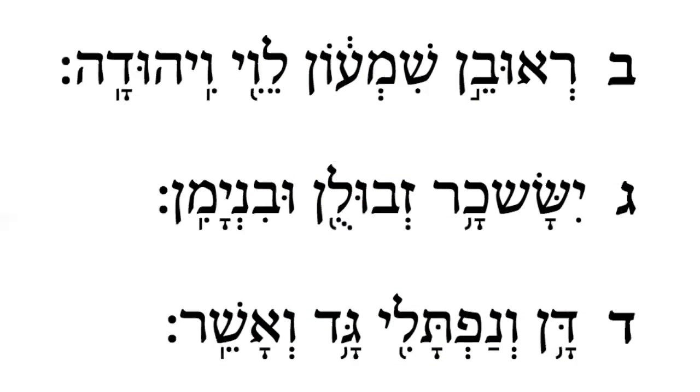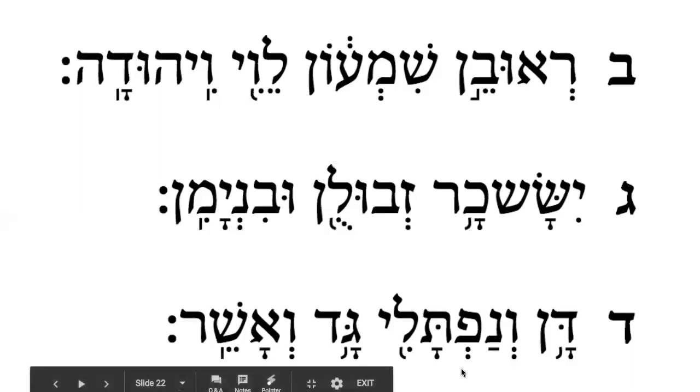Now we'll read all of the names. So we have Reuven, Shimon, Levi, Yehuda. That's Reuben, Simeon, Levi, and Judah. Yisachar, Zevulun, Uvinyamin, which is Issachar, Zebulun, and Benjamin. Dan veNaftali, Gad veAsher, which is Dan, Naphtali, Gad, and Asher.